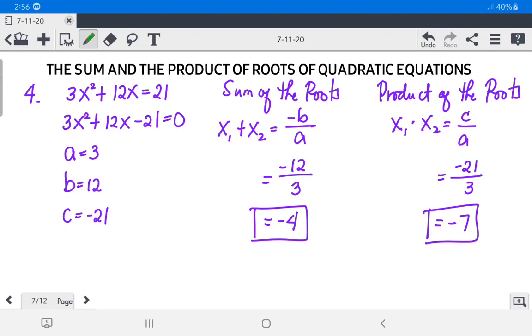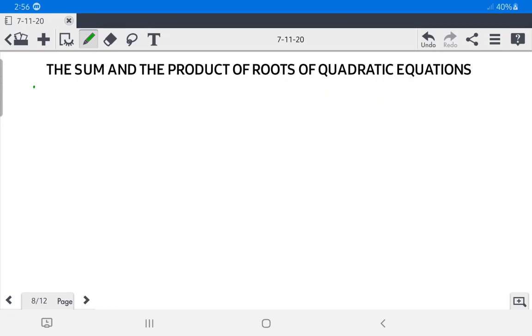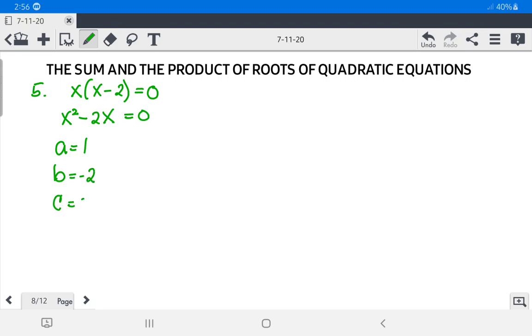Okay, next, number 5. Let's say we have x times x minus 2 equals to 0. So, what you're going to do is multiply a monomial by a binomial. So, we have x times x, we have x squared, then x times negative 2, we have negative 2x equals to 0. Then, the value of a here is 1, value of b is negative 2, then c is unknown, that is 0. So, there is no constant, so that is 0.